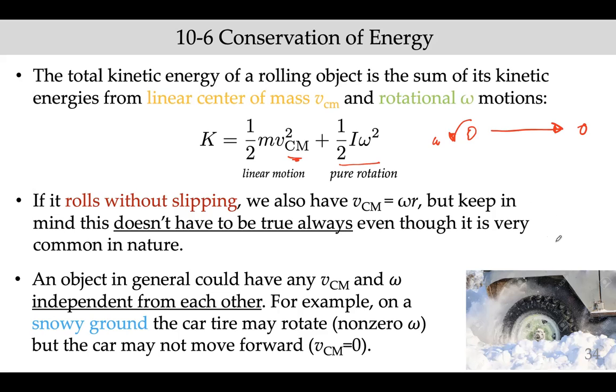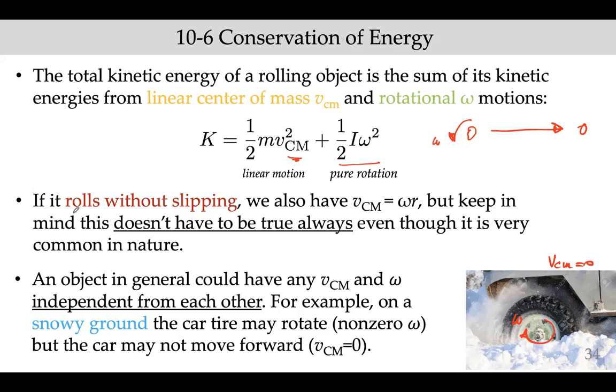For example, if you have a car tire that's rotating, so let's say it's rotating in the snow this way with some angular speed, but because it's in the snow, maybe it's stuck, maybe it's not moving forward, so VCM could be 0. You can see that in general, there's no relationship between them. So you have to write down these two separate terms.